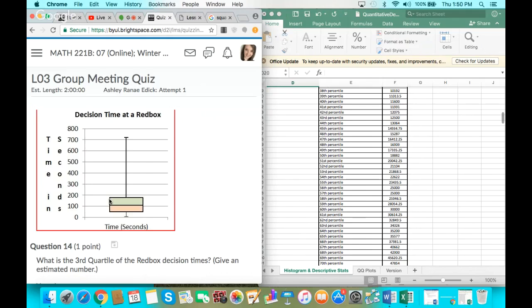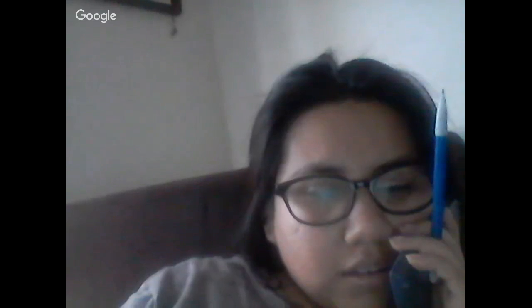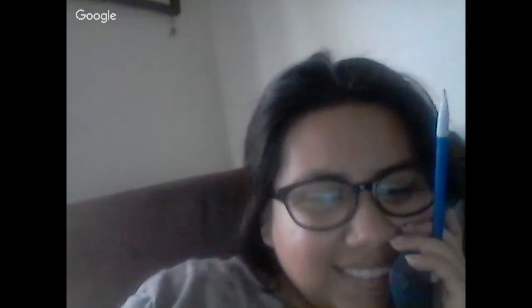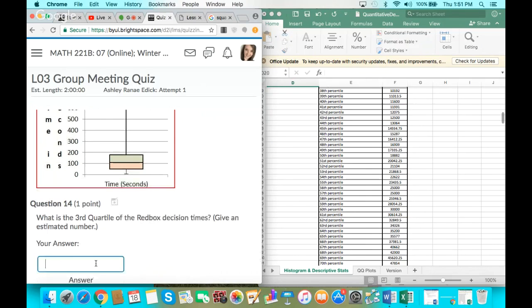Right? So quartile 3 would be like 180, 190. I mean, how accurate do we have to be? To estimate, I'd say 190. Yeah, okay, that sounds good.